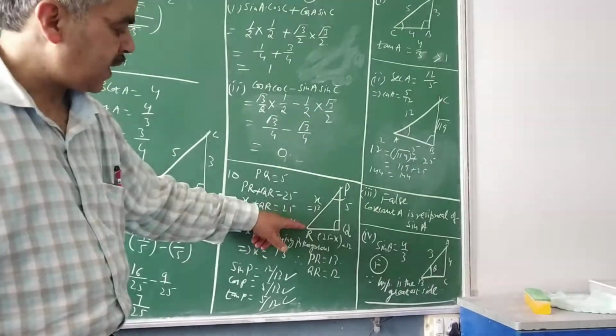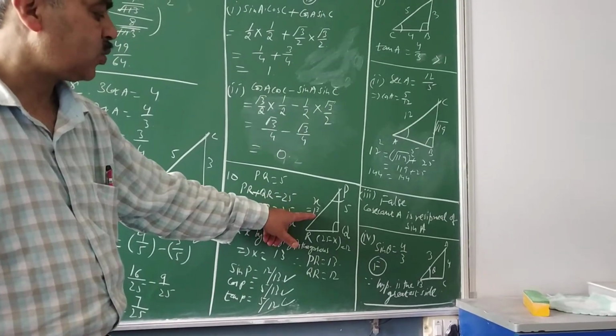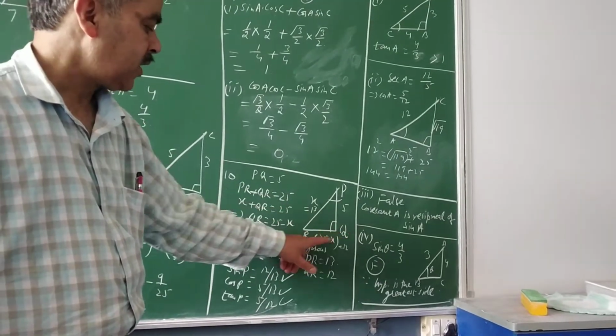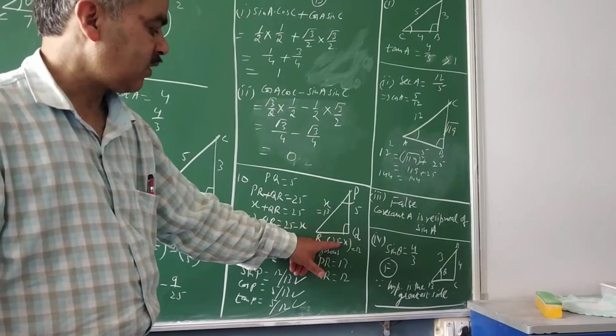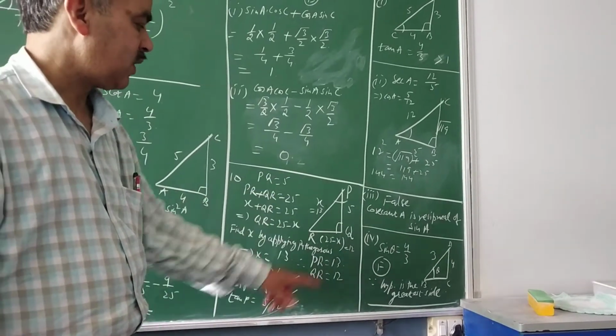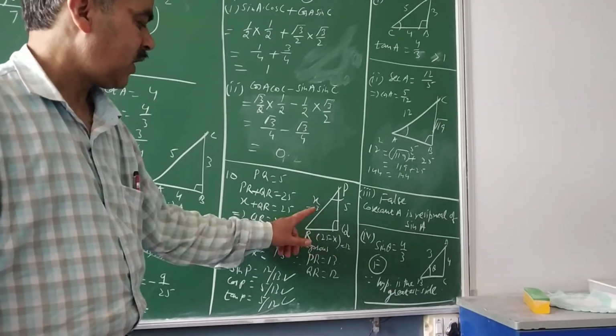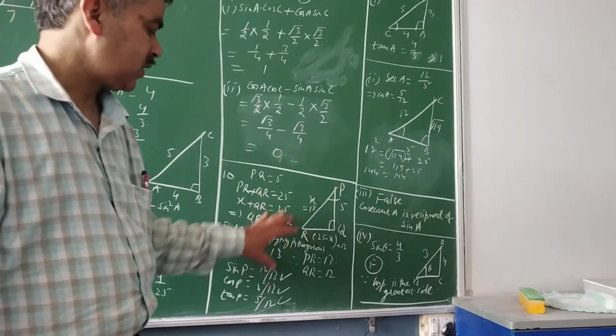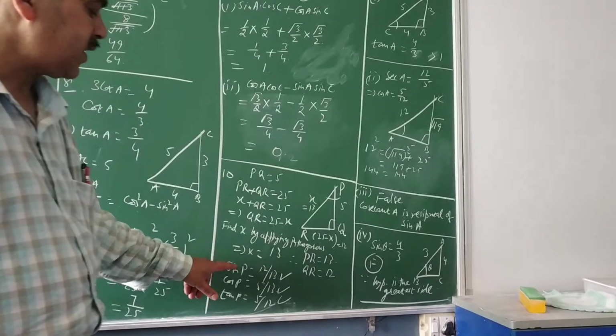So then your PR, that is X, will be equal to 13, and QR, 25 minus X, that is 25 minus 13, will make it 12. So three sides are now available: 5, 12 and 13. You need to find sin P.